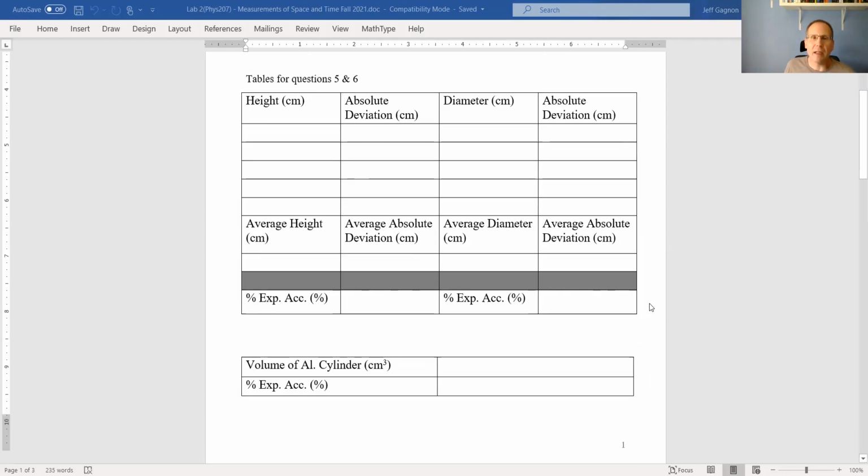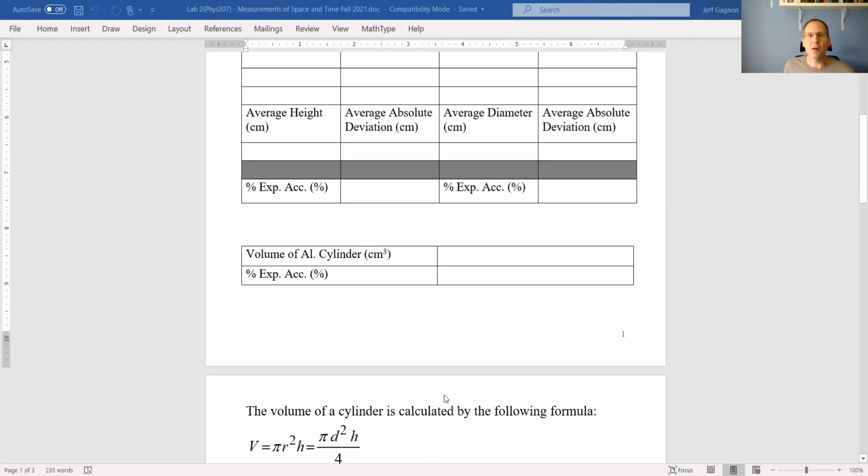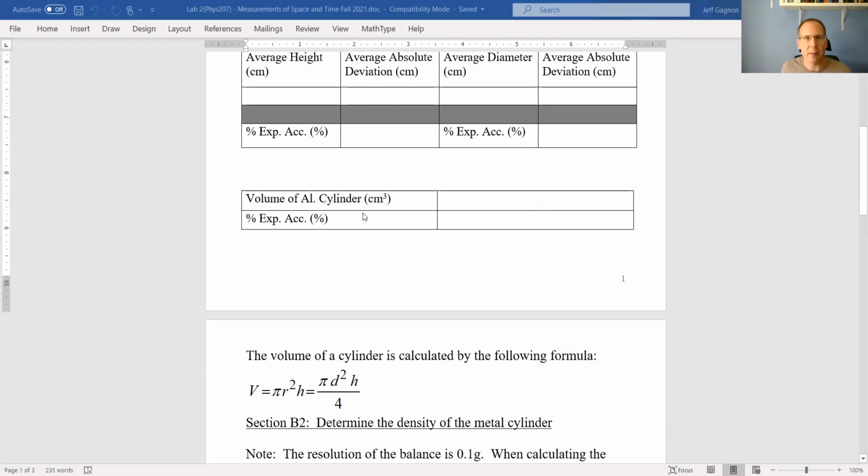Okay, the next question that you're asked to answer is question 6, which is the second table here. It asks you to calculate the volume of the cylinder and the percent experimental accuracy for the volume. So actually, let me jump over to the iPad to explain this more carefully.